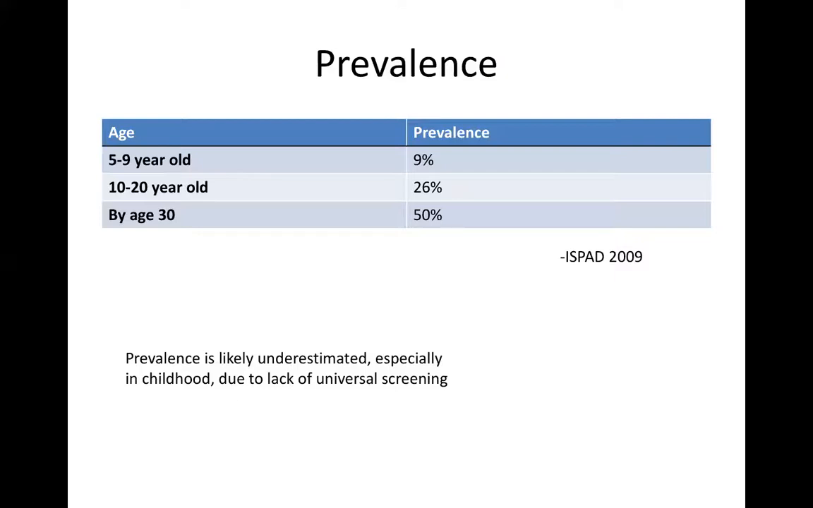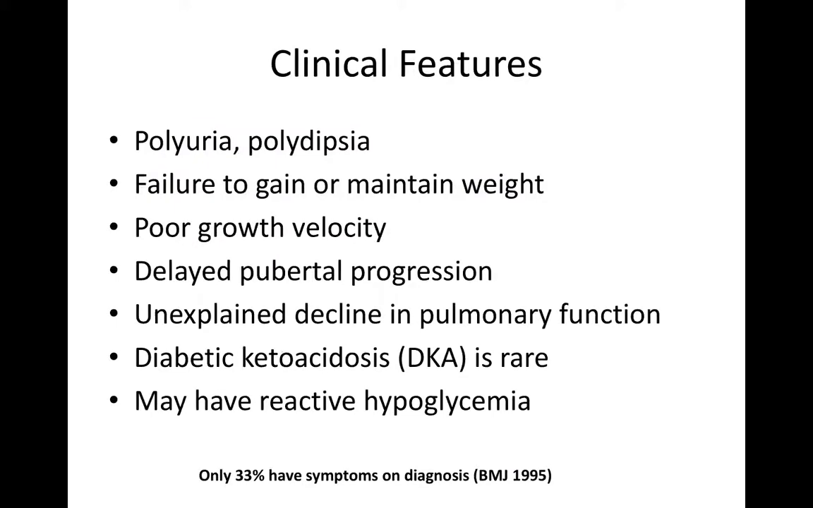Once we found out that treating cystic fibrosis related diabetes early preserves quality of life and length of life, we started testing more aggressively, and we noticed that up to 9% of 5 to 9-year-olds already have CFRD. By the time you're 20, a quarter of people have it, and by age 30, 50% of people have it, and these may still be underestimating the true prevalence of this disease.